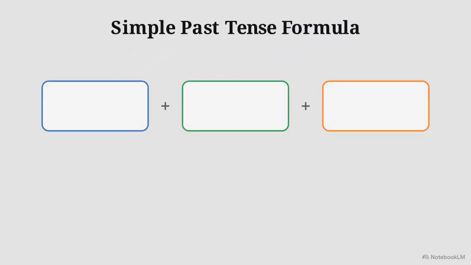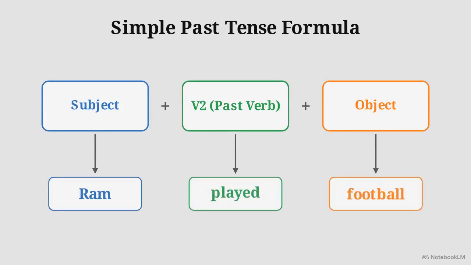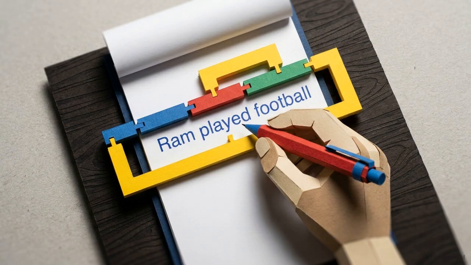Take a look at this diagram. This is the baseline formula for a simple past tense sentence, requiring a subject, a past tense verb, and an object. Let's apply this to the first sentence on your assignment. Write this down exactly as shown. Ram played football. Our first task is to convert this base sentence into a negative structure.